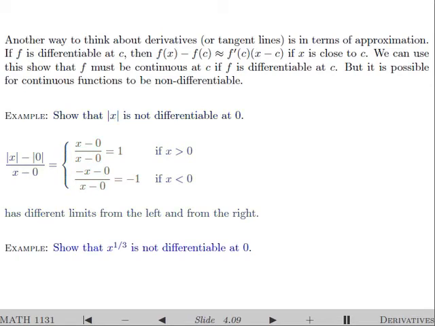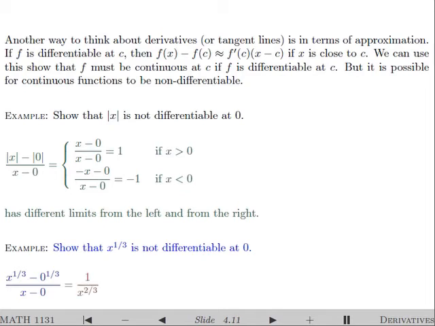Okay. The next type of continuous non-differentiable functions are functions with vertical tangents. The simplest such example is the cube root of x. Again, let's do the difference quotient. Cube root of x minus cube root of 0 over x minus 0 is x to the power 1/3 over x, which is 1 over x to the power 2/3.